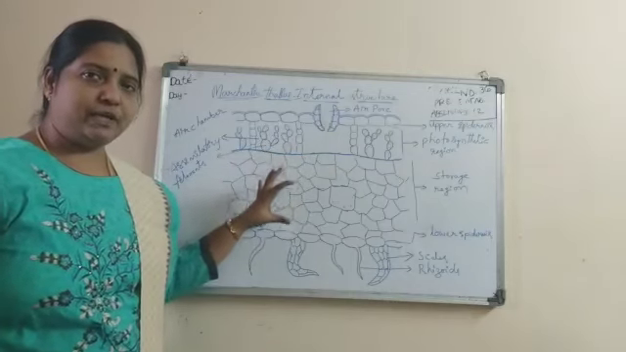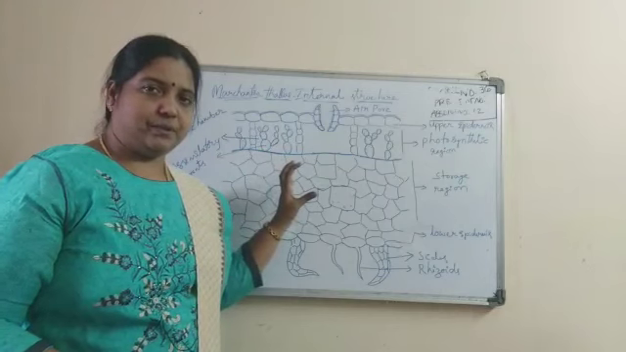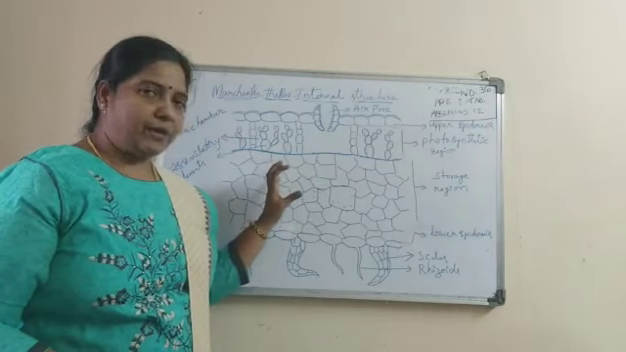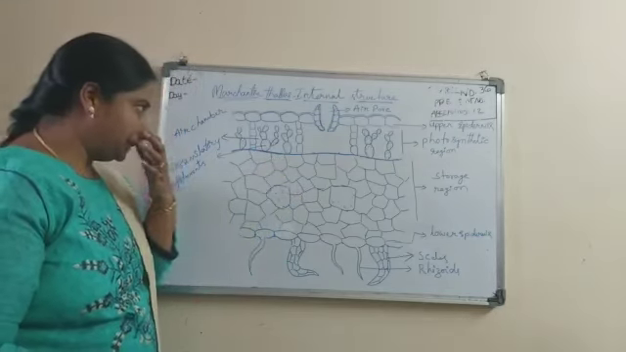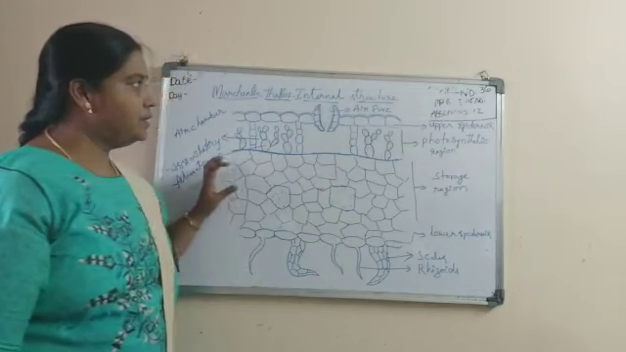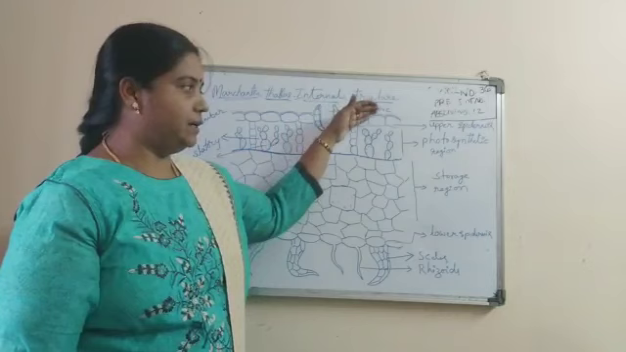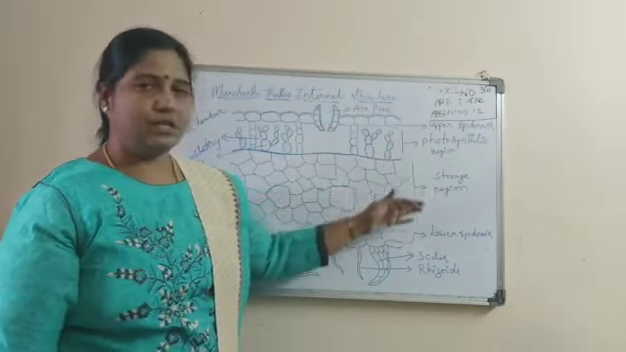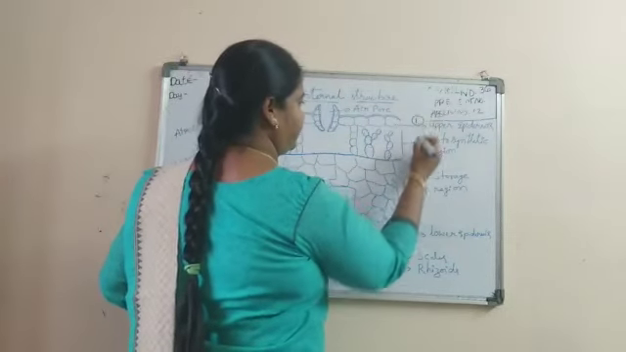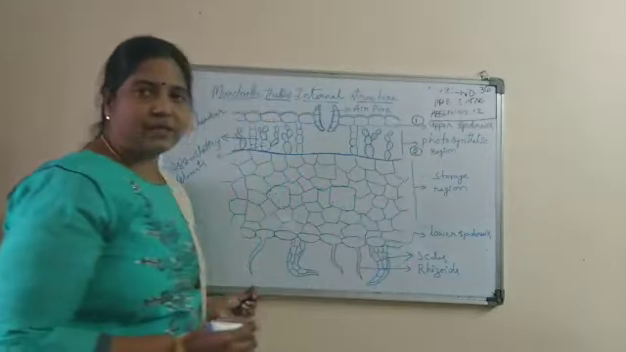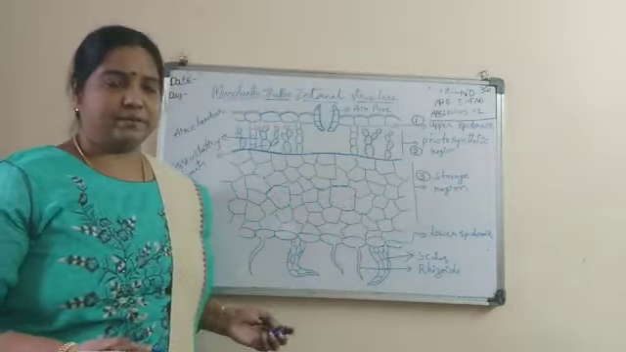Mainly the thallus is a primitive structure, so it does not have any complex tissues. It only has some parenchymatous tissue. So this internal structure is differentiated into three regions: epidermis, photosynthetic region, storage region. First one is epidermis, second photosynthetic region, third one is storage region.